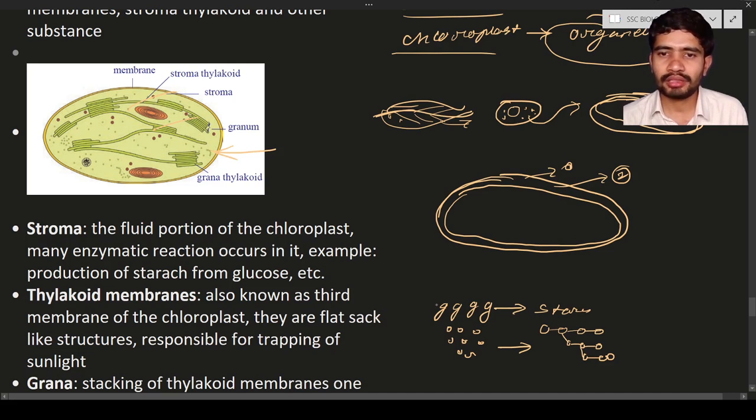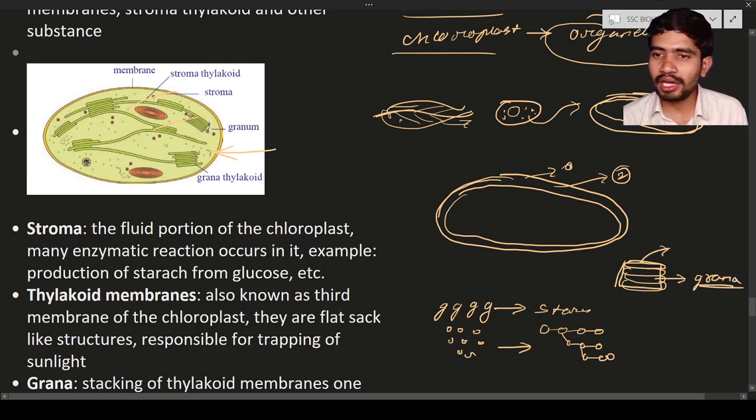Next is the thylakoid membranes. Thylakoid membranes are flat disc-like or flat sac-like structures. Can you see here, they look like coins placed one above the other. When the thylakoid membranes are placed one above the other like a stack of coins, that is known as grana.